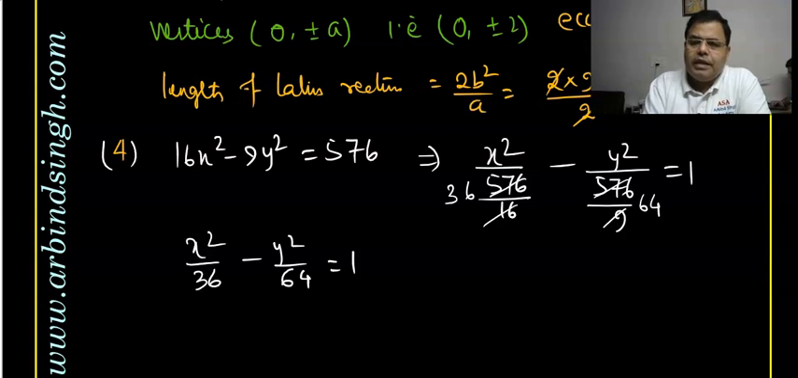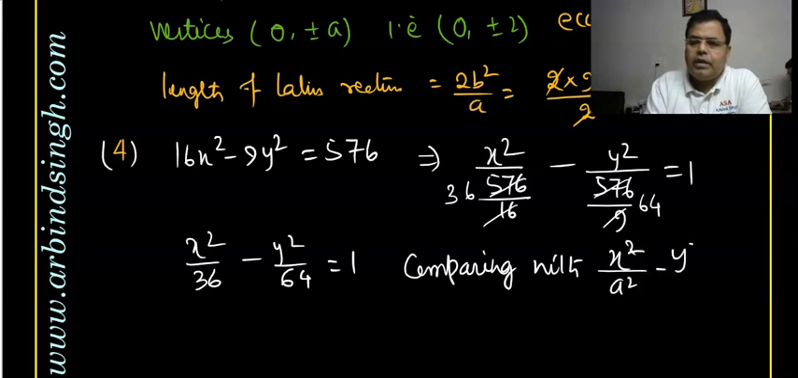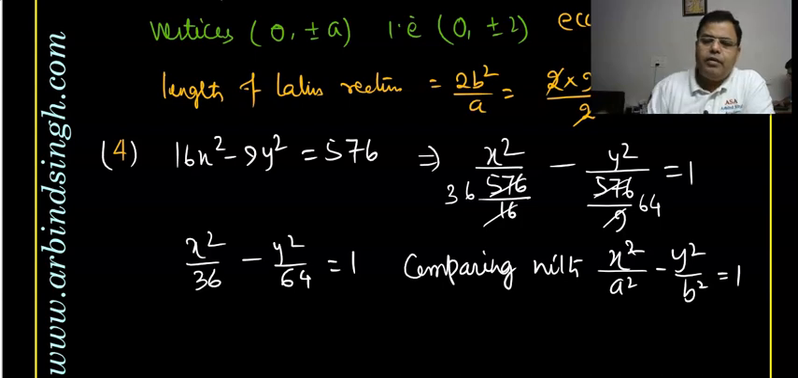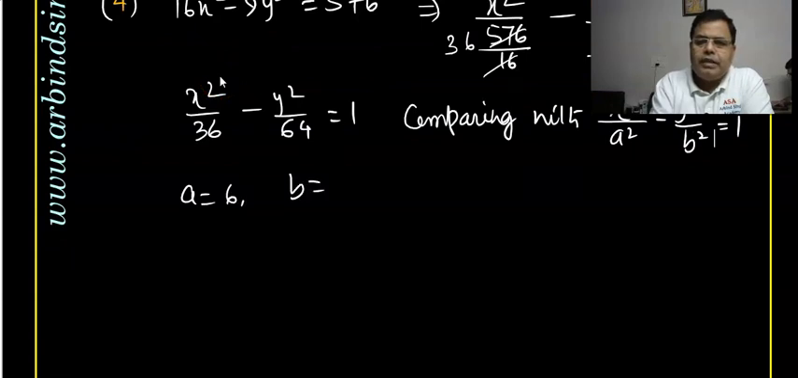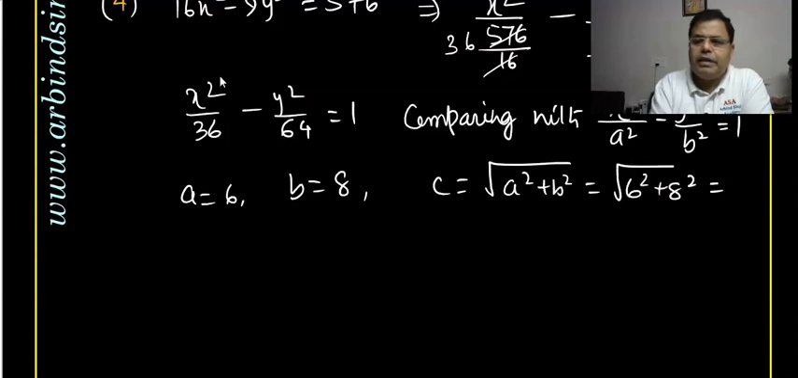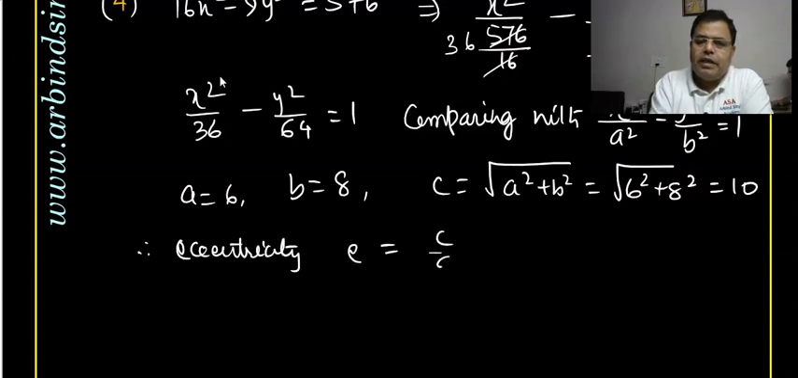Now comparing with x square by a square minus y square by b square is equal to 1, we have a is equal to 6 and b is equal to 8. Now c is equal to under root a square plus b square, that is 6 square plus 8 square, which is equal to 10. So therefore eccentricity e is equal to c by a, that is 10 by 6, which is 5 by 3, right? So that is 5 by 3.